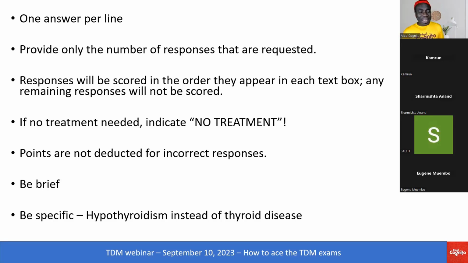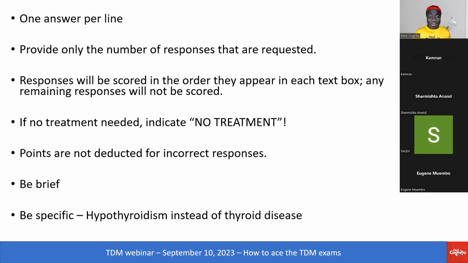And unlike the QE one, where maybe if you put in a dangerous answer, you are deducted marks, in the TDM, if your answer is wrong or incorrect, you are not deducted any marks. No points are deducted for a wrong answer.